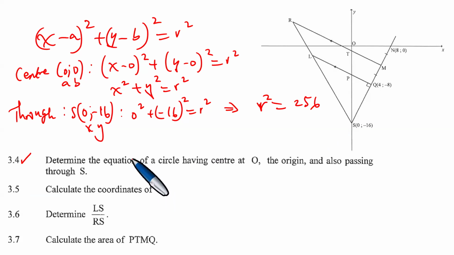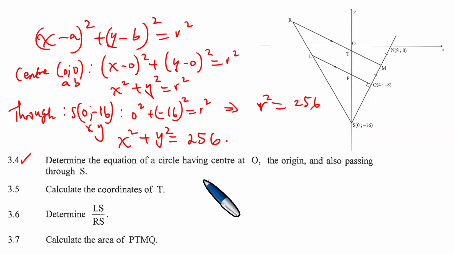So in the end, what we have is that x squared plus y squared is r squared, and r squared is 256. The equation of the circle is x squared plus y squared is equal to 256, and therefore it is the equation of the circle with center the origin, center at O.